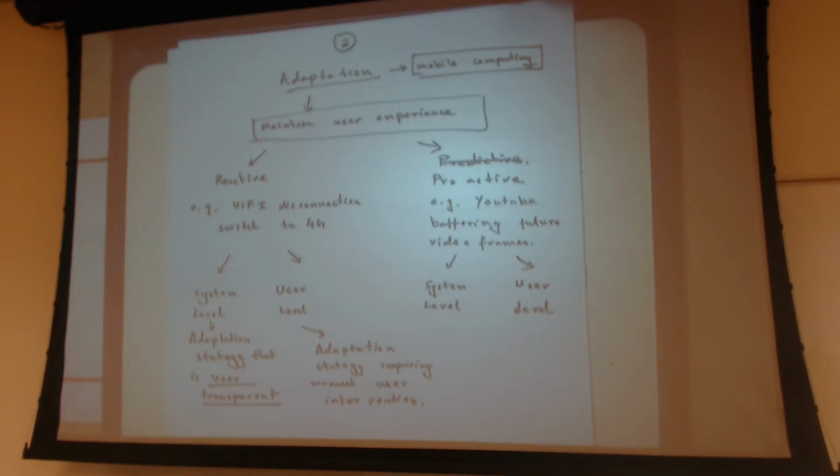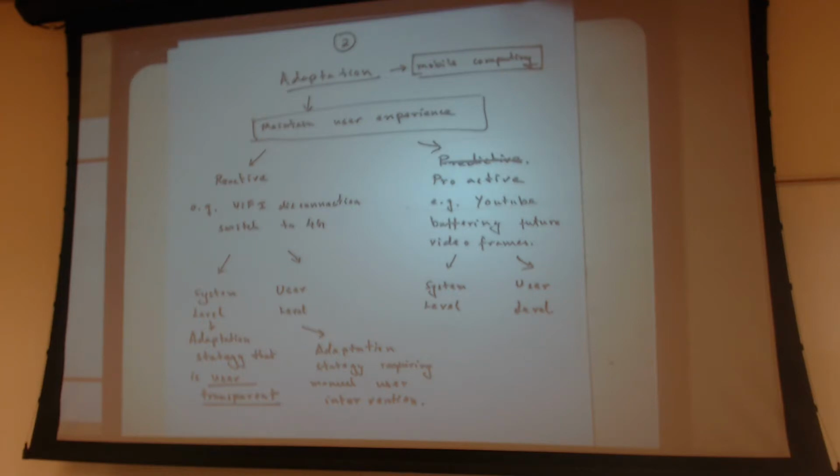Now, the same things can be there in proactive also, system level and user level. So can you give me an example of proactive system level adaptation? It's a predictive adaptation, but you don't ask for it.